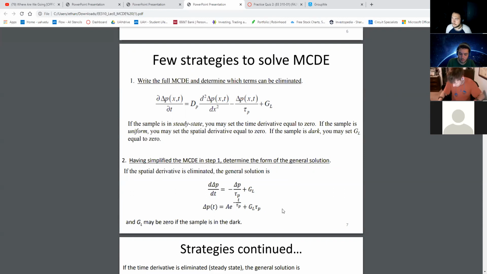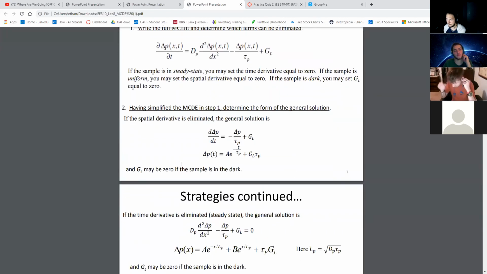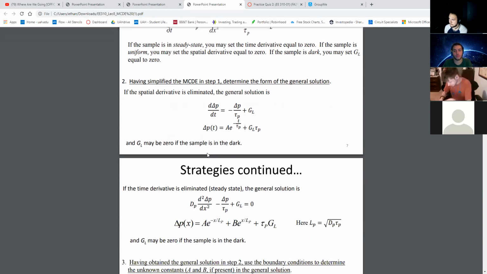Yeah, and then right here, in that example we just went over, where GL was missing, he has a little note: GL may be 0 if the sample's in the dark. So that one right there was this without this part. That's what it ended up becoming. It was this without GL tau p, but that can be done at any time, because you can solve the whole thing and then read the question and be like, oh, GL was 0 because the lights turned off? Okay, just cut out anything with the GL, easy.